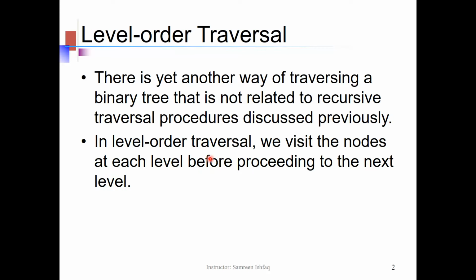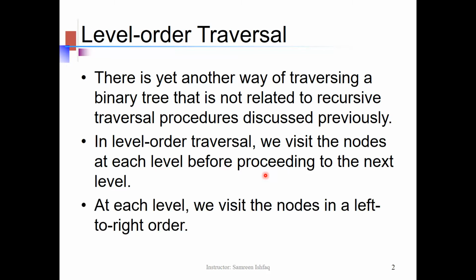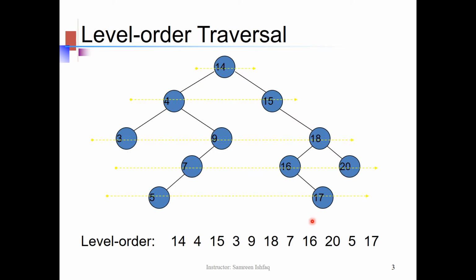In level order traversal, we visit the nodes at each level before proceeding to the next level. At each level, we visit the nodes in left to right order. How are we going to print all the elements in a tree in level order traversal? We will start from the root node, and the root node here is 14, that is at level 0.